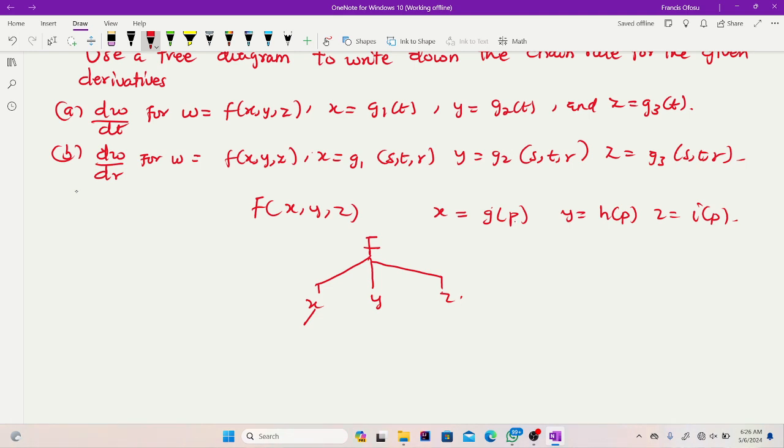So I add p to each of them. You simply write p, p, and p.